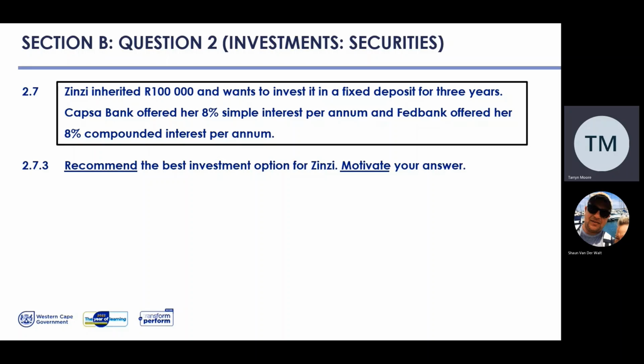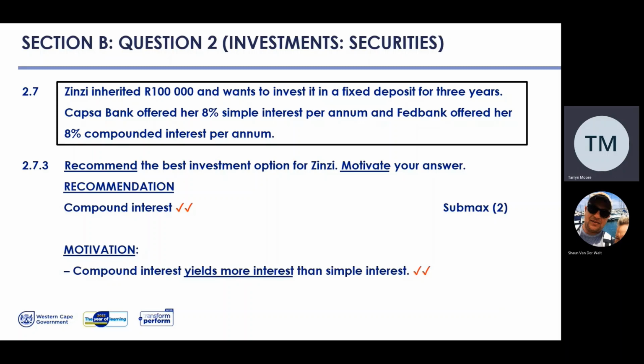Remember, this can be 4 marks worth, but you're going to state the best option and you're going to motivate the answer. So in this case, your recommendation is going to be compound interest. I know I'm a little bit naughty when I teach my learners. I say, whenever they ask compound and simple interest and which is the better option, compounded interest is always going to be better. So for stating compound interest, you're going to receive 2 marks. Remember, the question is out of 4, which means you are going to get marks for the motivation.